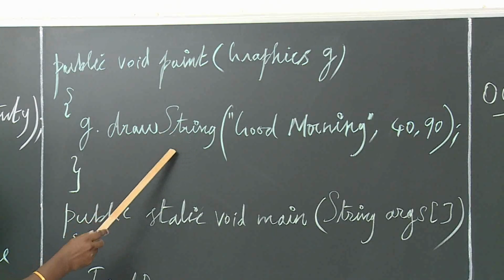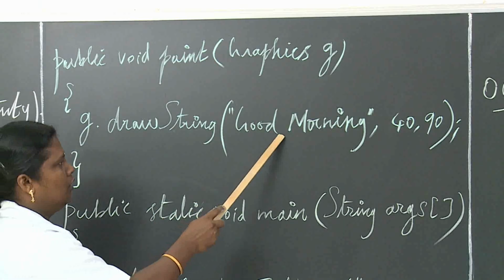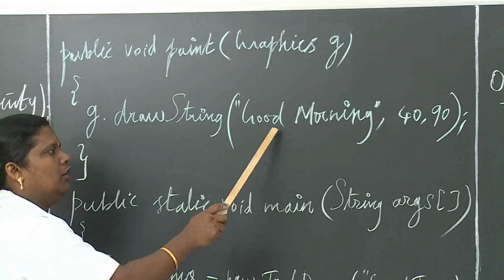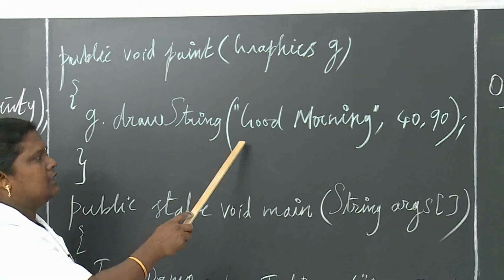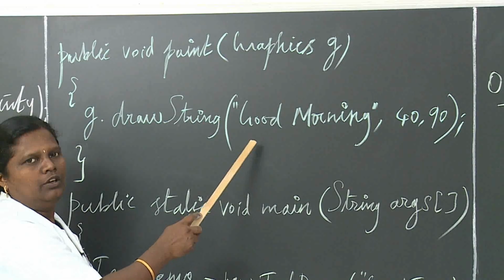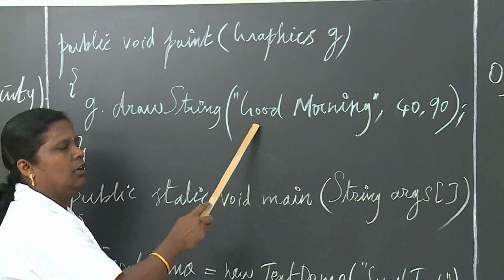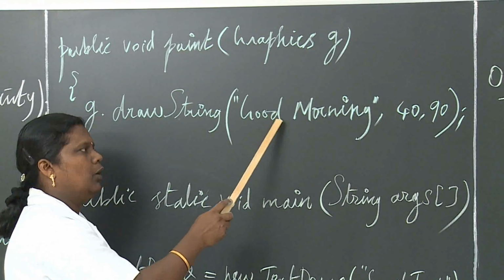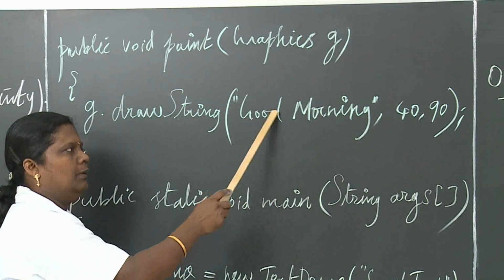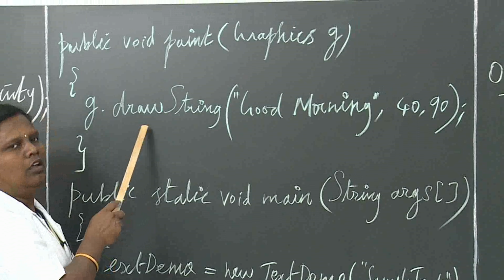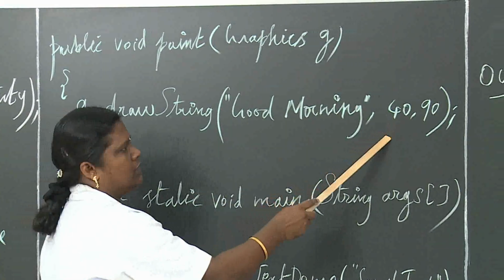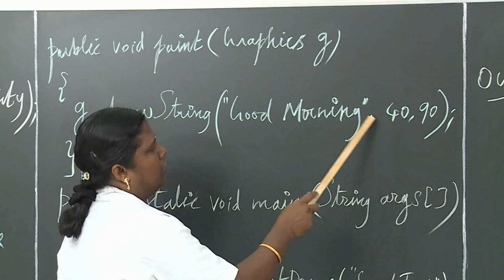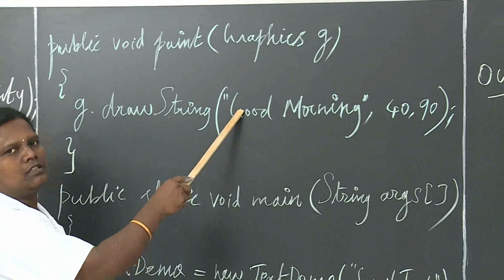Then I move on to the main function, which covers the function drawString. This drawString includes three parameters: first the string, then the x coordinate and y coordinate. The string here is "good morning", but whatever string I want to display over the frame, like "welcome to all" or "welcome to our college", I can place as the first parameter of drawString. Then the second is the x coordinate, then the y coordinate. At 40, 90 pixels, the text "good morning" is going to start over the frame.